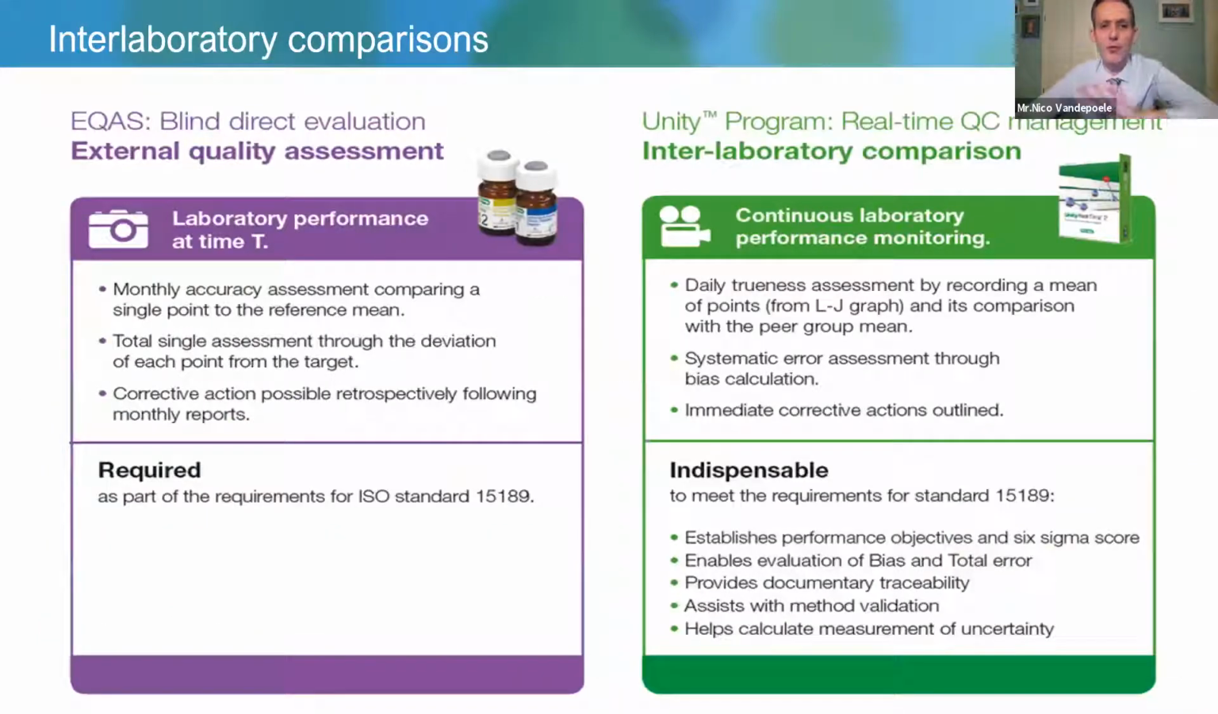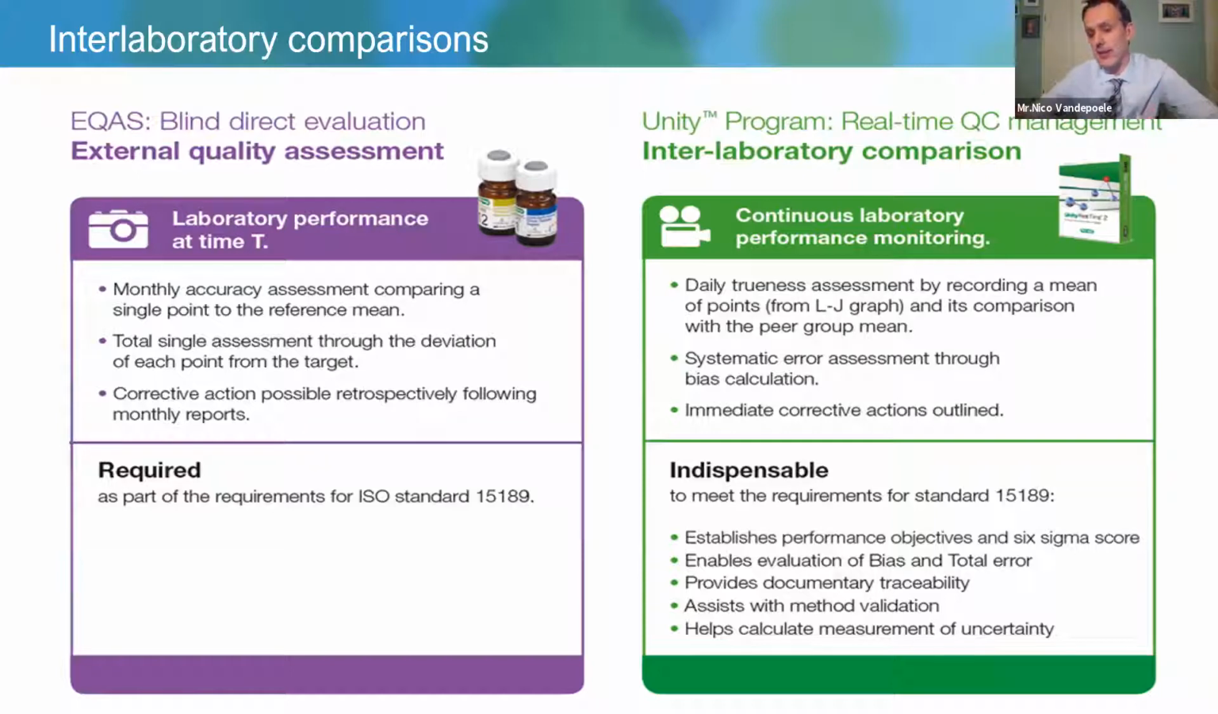And this is just a summary of the two programs again. So proficiency testing on the left, daily QC program on the right. Accuracy measurement, blind samples, proficiency testing, and then you have a trueness assessment by recording a mean of points from your Levey-Jennings, and that's more of a systematic error assessment through bias calculation, and that's more of your daily QC program. So regulatory ISO 15189 requires proficiency testing for sure. And then the other program is available as an additional standard, as an additional tool for your standard, which gives you a lot of additional information for your sigma metrics. We talked about method validation.